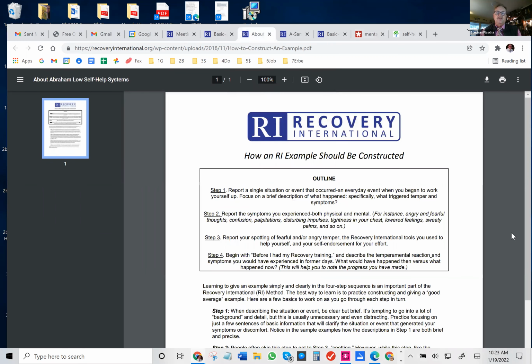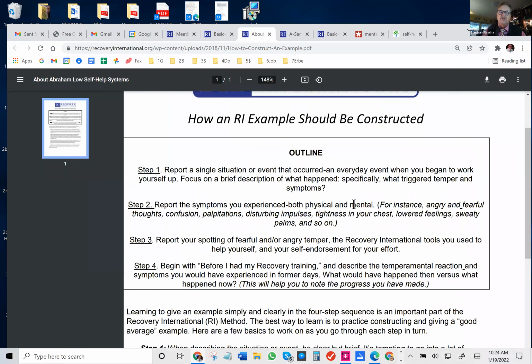Here is how an example is constructed. Basically, it takes two people: one leads it, and the other one has an example. In step one, the one person asks the other person, what is your problem? When did you work yourself up? It might be a simple thing like, I'm getting irritated because my presentation is not working as well.